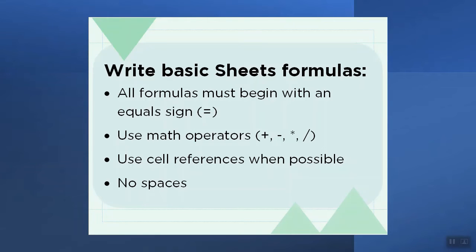So again, formulas begin with an equal sign. We use math operators. You use cell references as much as possible, no spaces. And now that we know our rules, let's look at some examples of how we might use them.